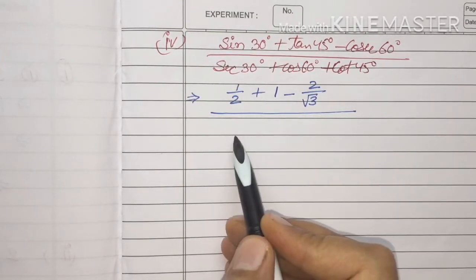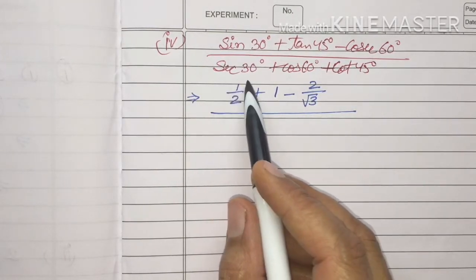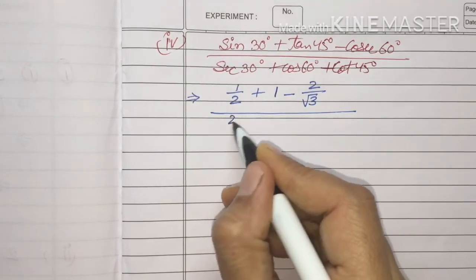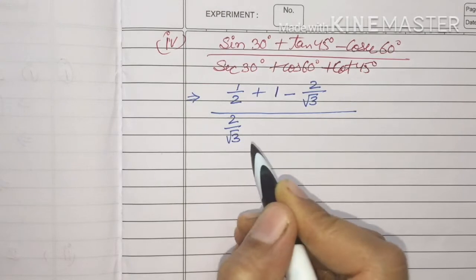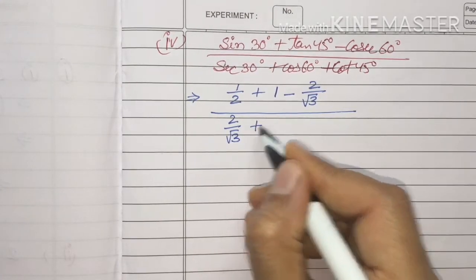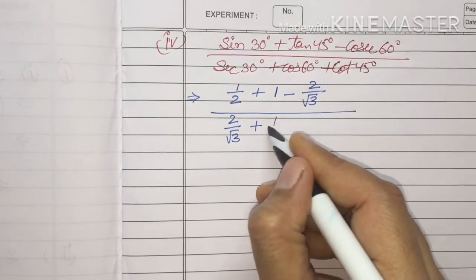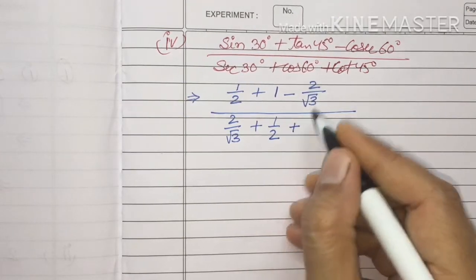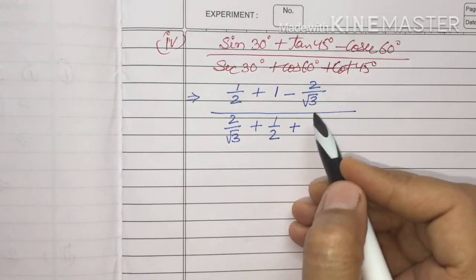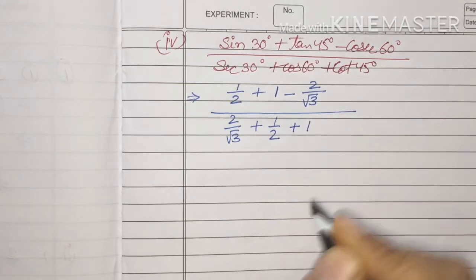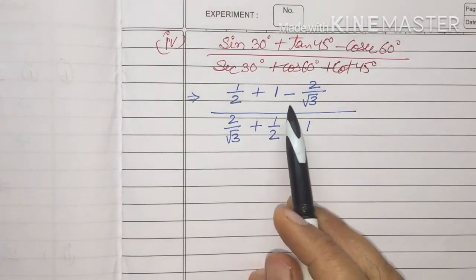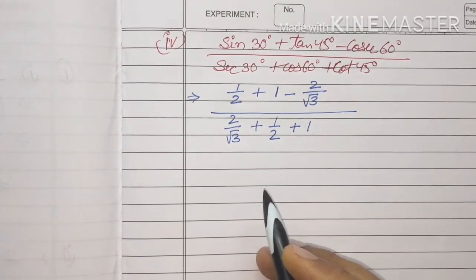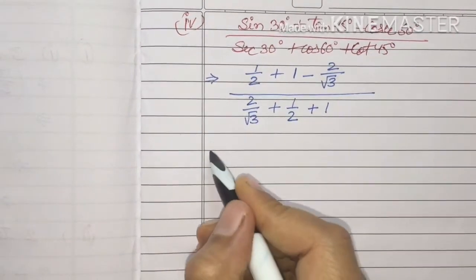So these values are in the numerator. Now we will put the values for the denominator. Secant 30 is 2 upon root 3, plus cos 60 degree is 1 upon 2, plus cot 45, so cot 45 is 1. So in the first step we put the values for these trigonometric ratios. Now we will do the calculation part.